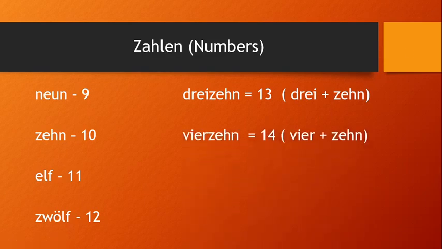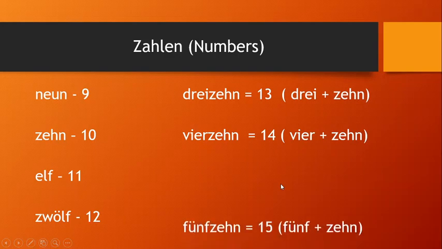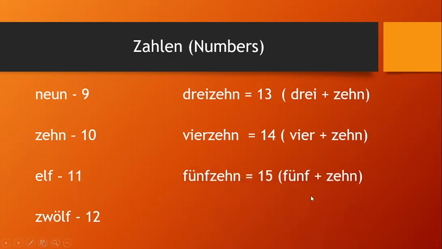It's vier, which is number 4. Vier plus zehn is vierzehn. Vierzehn, 14. Likewise, even 15 is formed. Fünf plus 10. Fünf plus 10 ist 15. Fünfzehn.